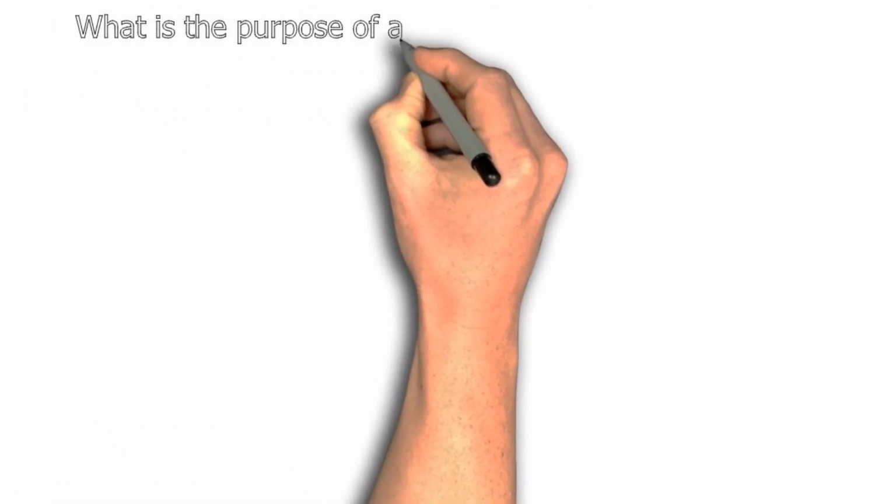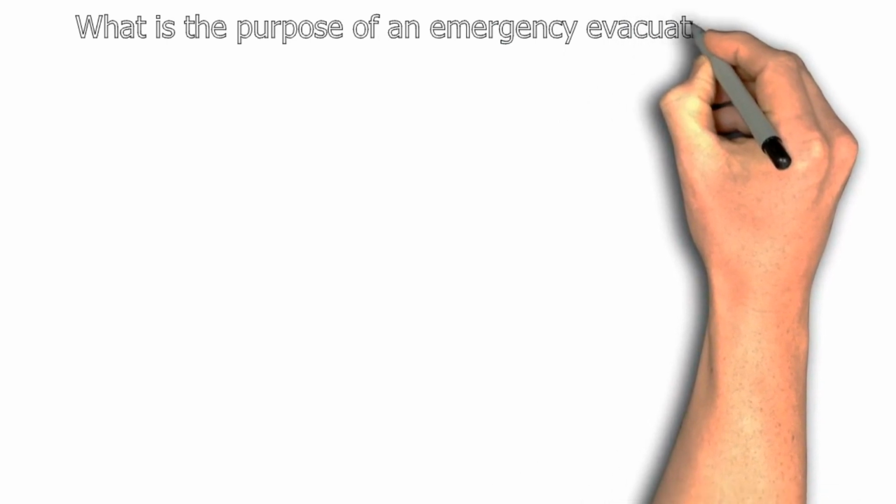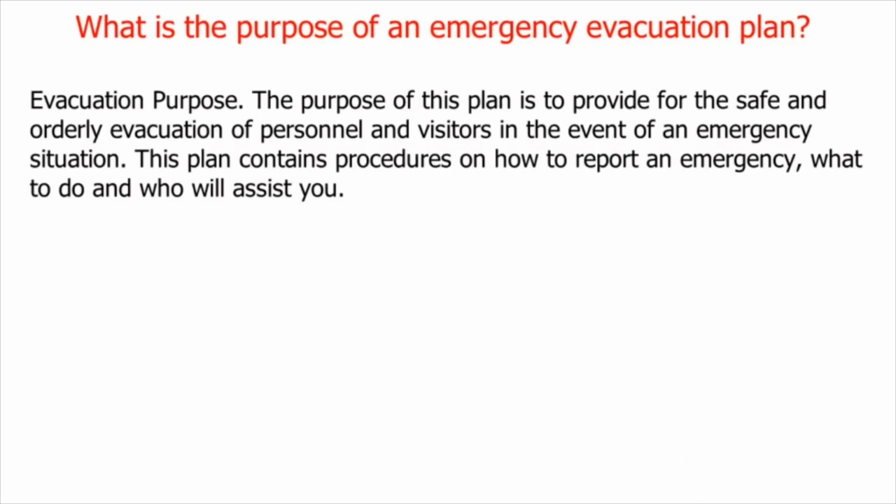What is the purpose of an emergency evacuation plan? The purpose of this plan is to provide for the safe and orderly evacuation of personnel and visitors in the event of an emergency situation. This plan contains procedures on how to report an emergency, what to do and who will assist you.